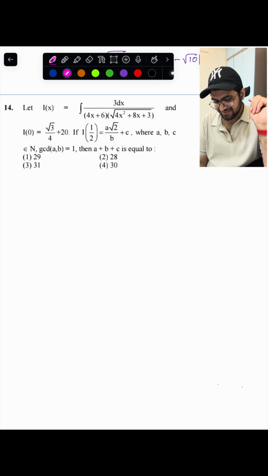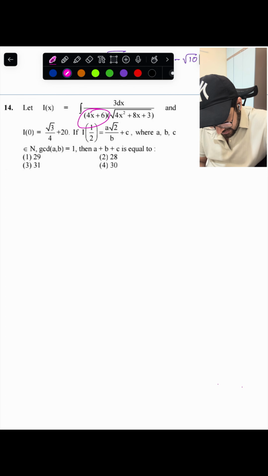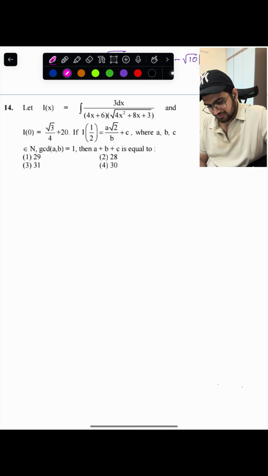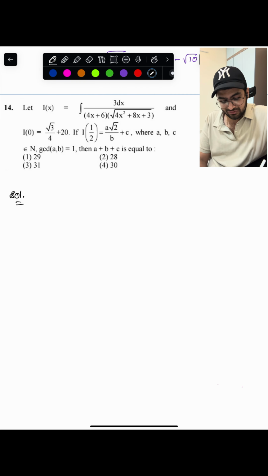It's an integration question. You can see there is a linear pattern and a quadratic pattern. It's a very standard question, so we can follow the standard procedure. Let me explain the procedure to solve this.